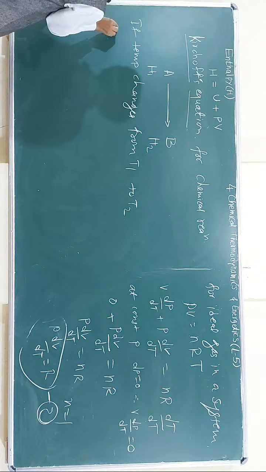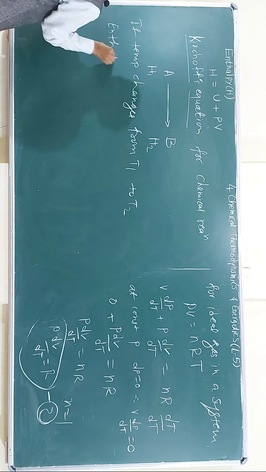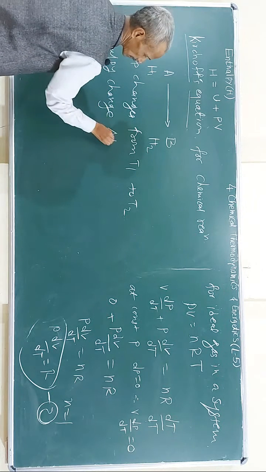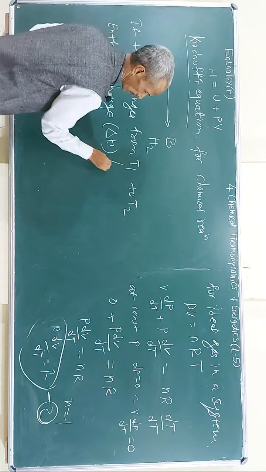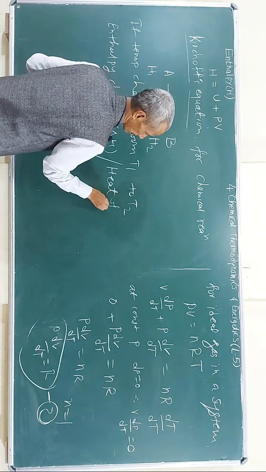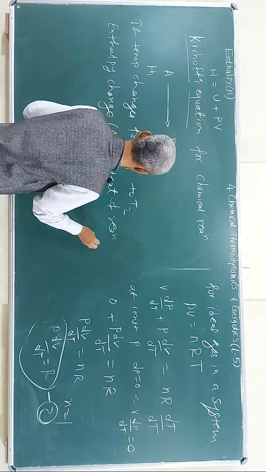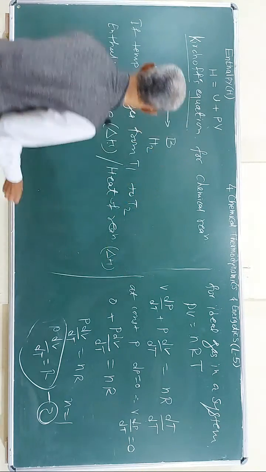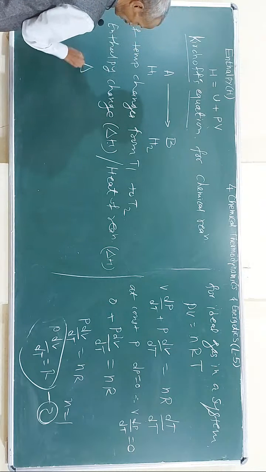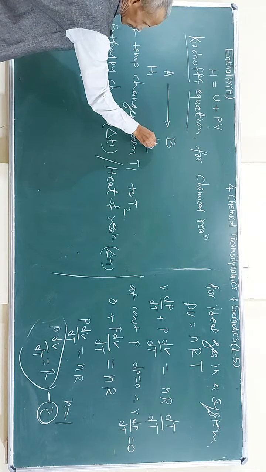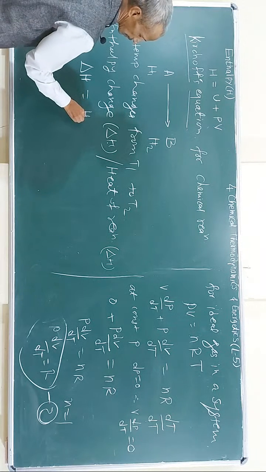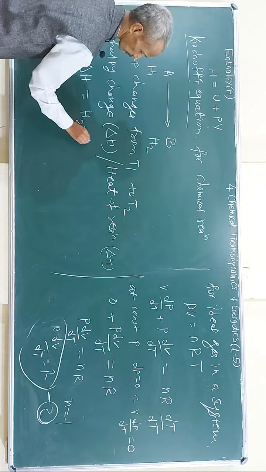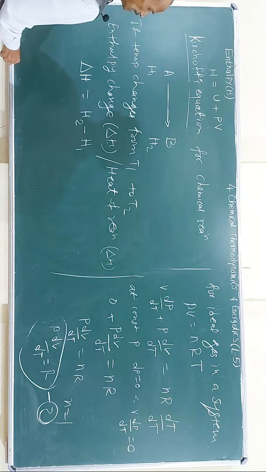First, consider the enthalpy change, that is delta H, or heat of reaction. Heat of reaction delta H is given by the total enthalpy of the products minus the enthalpy of the reactants, H2 minus H1.